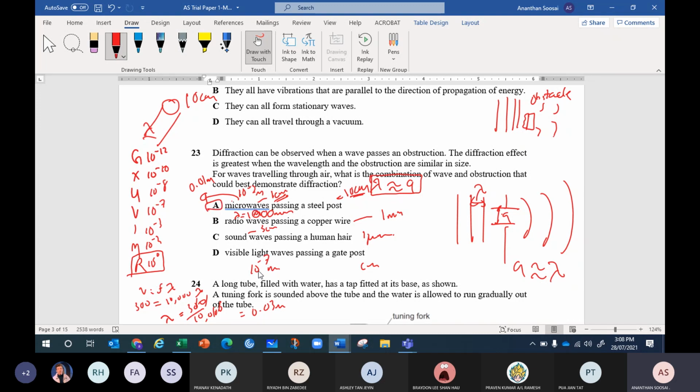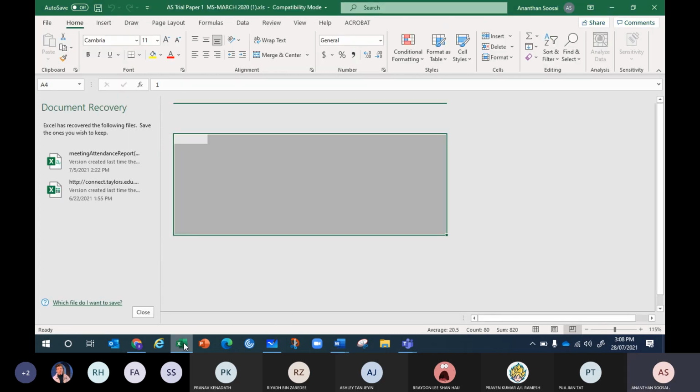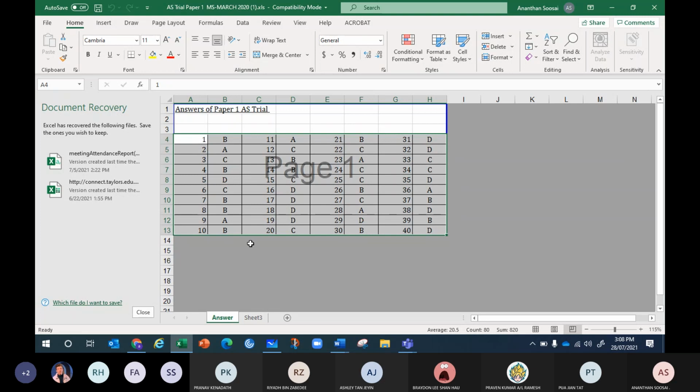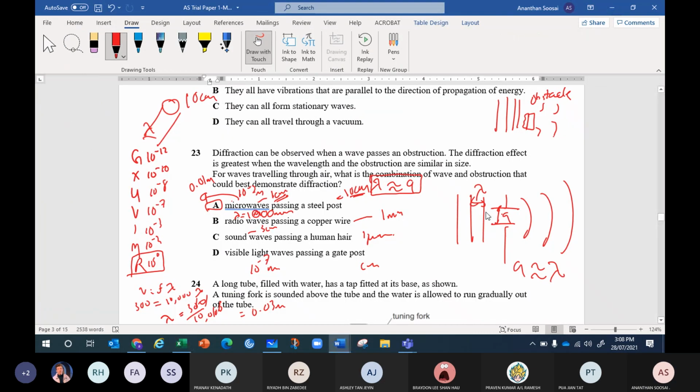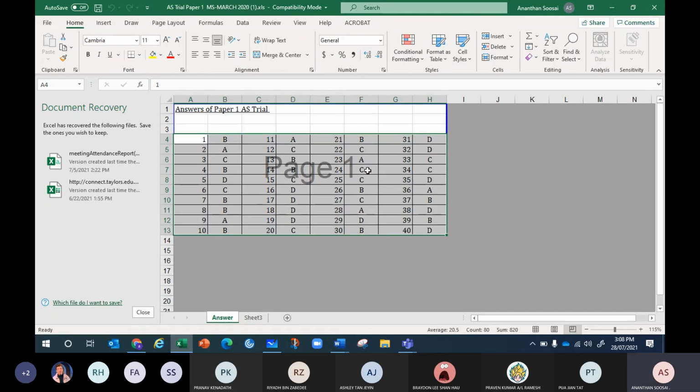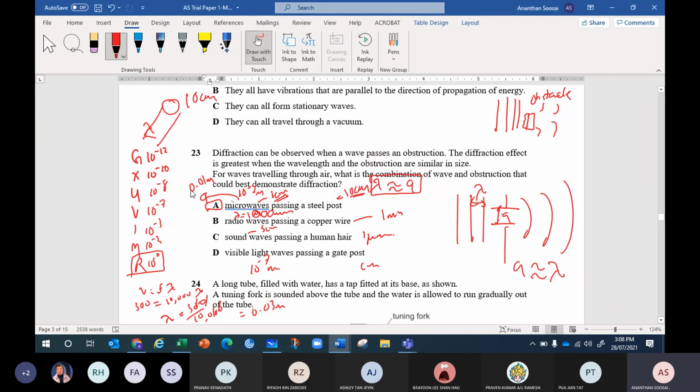What's the answer given? Anybody? The answer given is A, for question 23. Yeah, A. So A is reasonable because the differences are not that big.